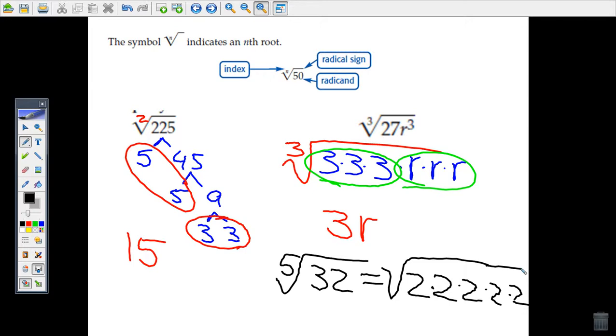Now, since I'm taking a 5th root, I'm looking for not pairs, not triplets, but quintuplets. Such a cool name. So, are there any quintuplets? Yeah, it's 2.